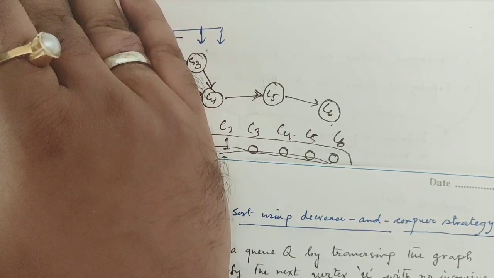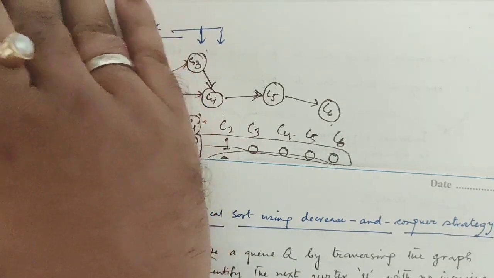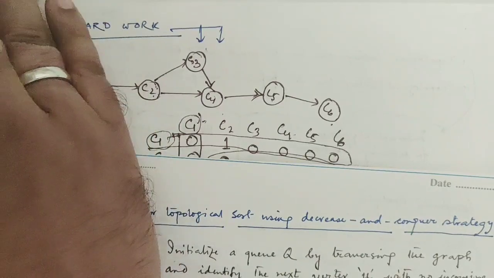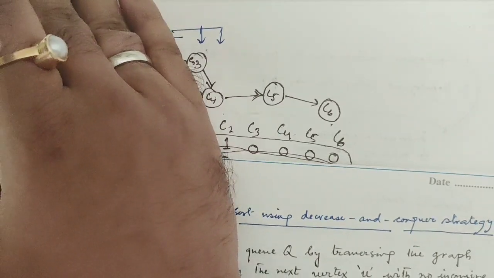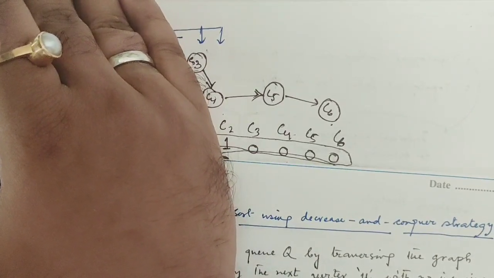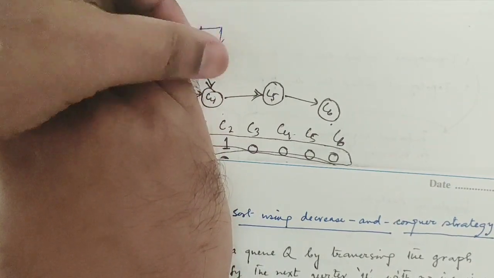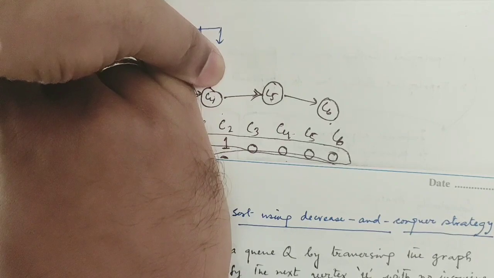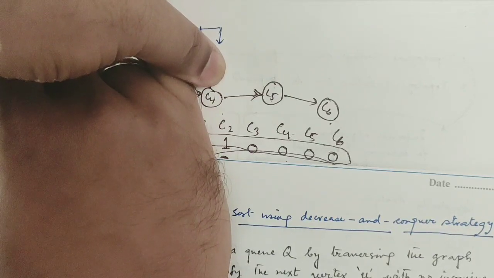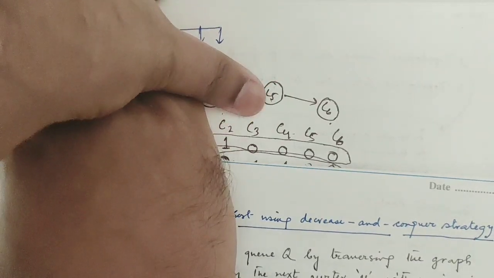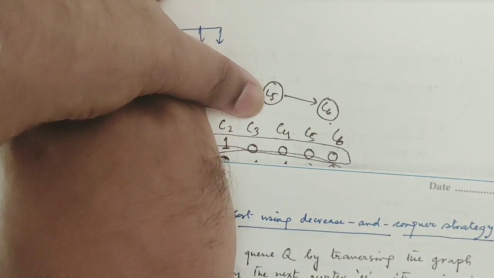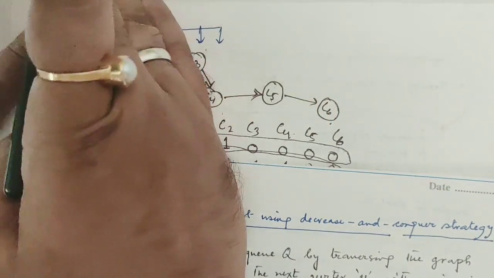Then from the remaining section, C2 is given. From the remaining section you will find C3 is the only one with no incoming edges, so C3 along with its edges will be removed. Then from the remaining, C4 is the only candidate, removed along with its outgoing edges. Then C5 and finally C6.